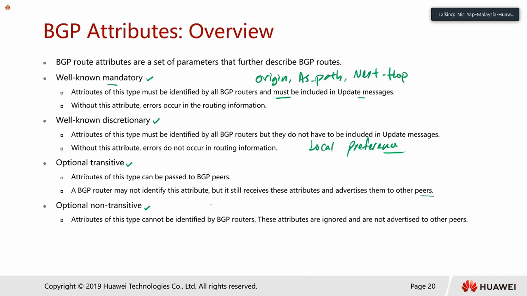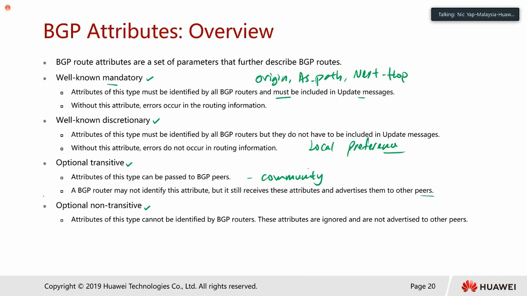One attribute under this optional transitive is called communities. Community is one of the optional transitive attributes. Okay? They can be passed to BGP peers, and can be passed to multiple peers. As long as you enable it, they can pass through multiple peers.